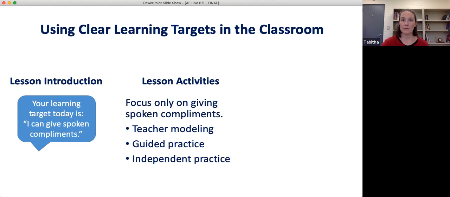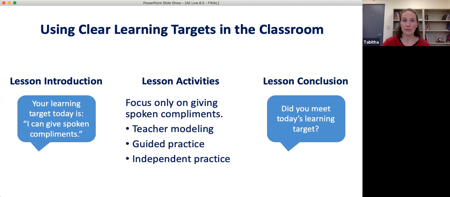But she could include focus on spoken compliments during the teacher modeling, during the guided practice, during the independent practice, throughout the whole lesson. Then at the end, she could remind students again of the learning target and encourage them to think about whether they achieved it or not.